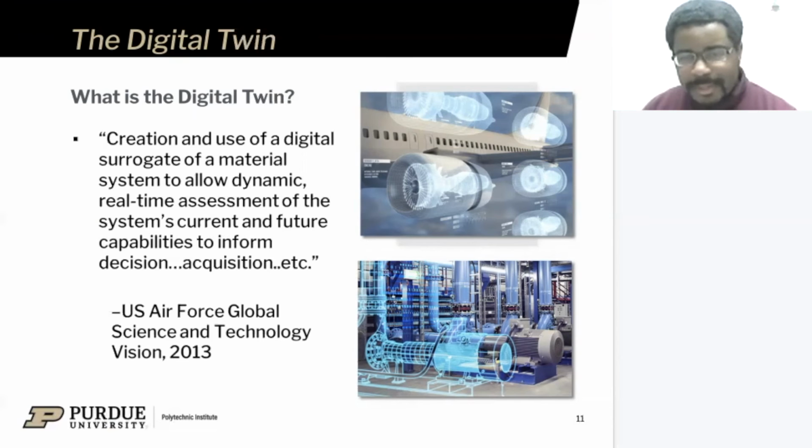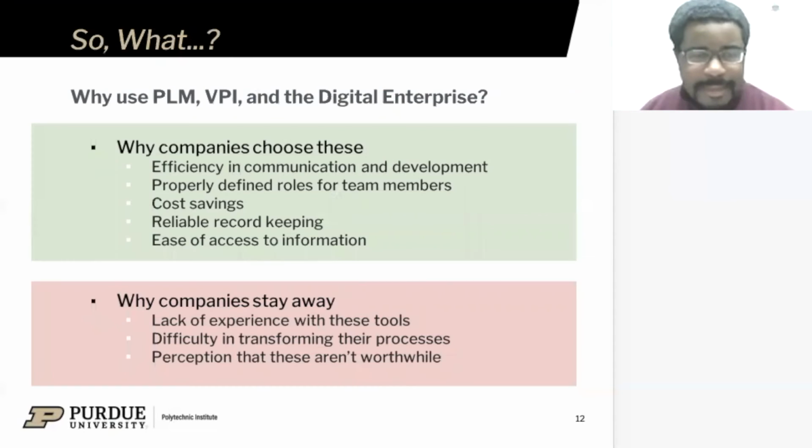A digital twin is an aspect of the larger virtual product integration concept, and as such, enables all the previously stated advantages: simulation testing and fully digital iterative design, reducing cost, and increasing development efficiency. With that said, there are many reasons companies choose to implement PLM, PI, and digital enterprise processes. These include an increase in the efficiency of metric communication during development cycles, properly defined roles for team members to inhabit and work in, reliable record keeping, company data, past, present, and future, overall ease of access to information, and all the cost savings associated with it aforementioned.